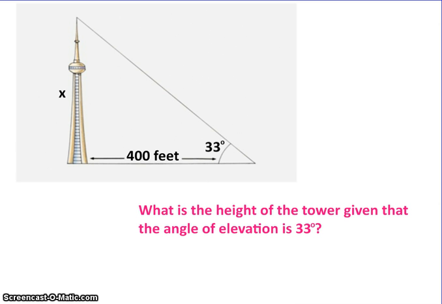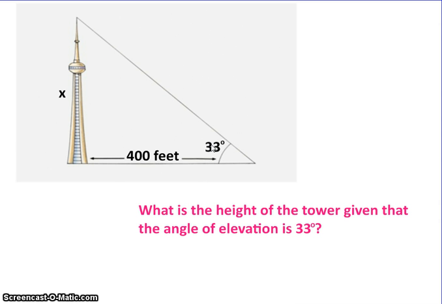Alright, so here we have a tower. I am standing 400 feet away from this tower, and I am looking up at an angle of elevation of 33 degrees. This would be one of those cases where you have a clinometer, and your clinometer measures this degrees, and you know you're 400 feet away, so how tall is the tower?